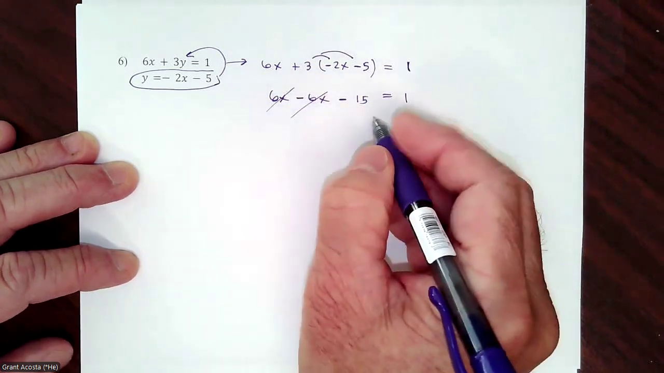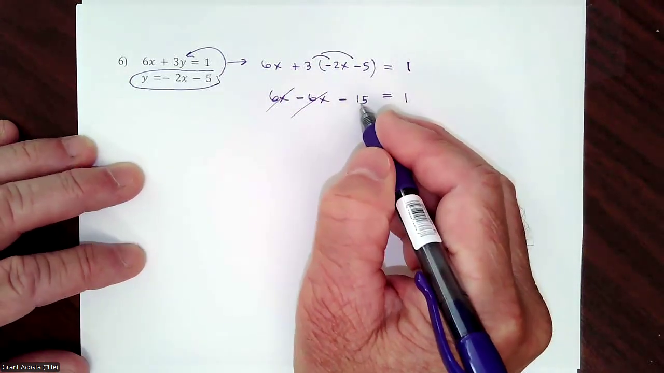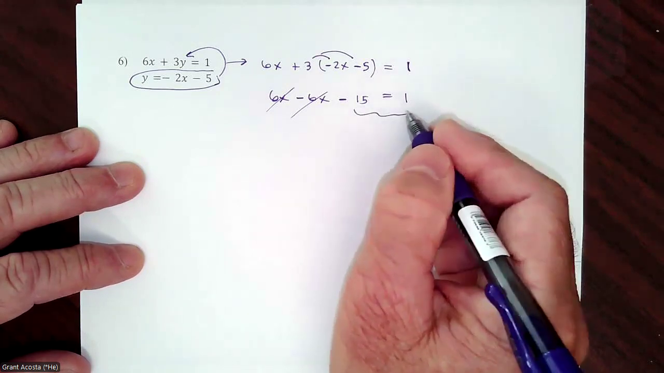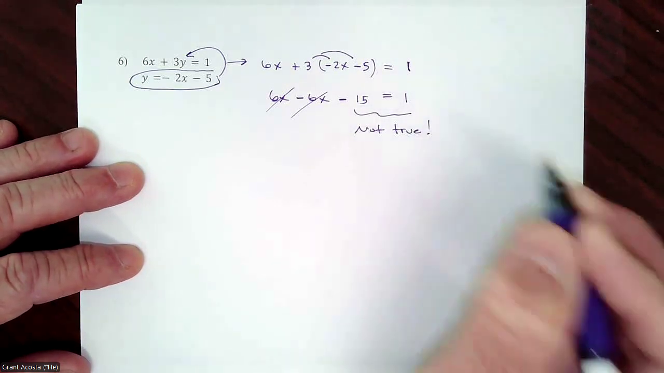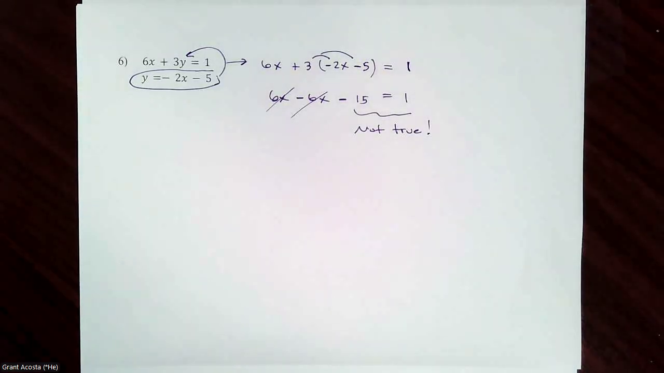Uh-oh, 6x minus 6x gives me 0. So I have negative 15 equals 1, which is clearly not true. So what does that mean? What is this telling me? Of course, that means there's no solution.